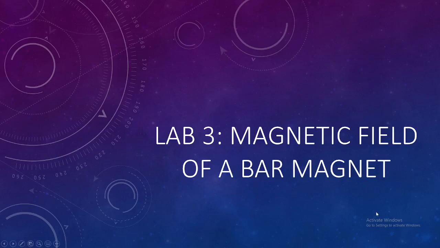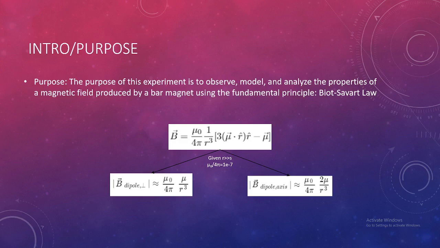Hello, today I'll be discussing Lab 3, titled Magnetic Field of a Bar Magnet. The purpose of this experiment is to observe, model, and analyze the properties of a magnetic field produced by a bar magnet using the fundamental principle of Biot-Savart's law. Specifically, we use the observed effect that distance has on the magnetic field to find the dipole moment and produce a model to visualize the bar magnet's magnetic field at various locations.